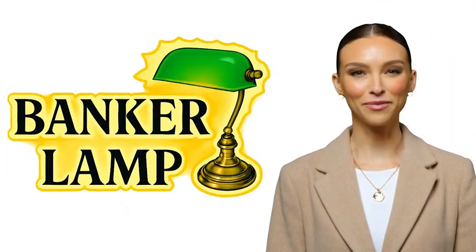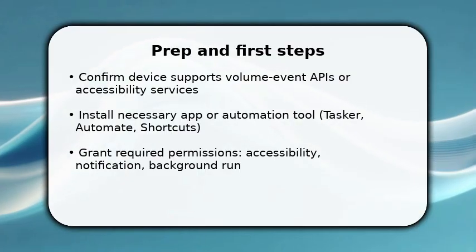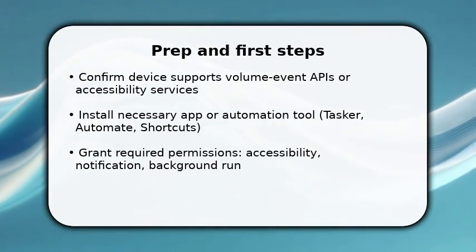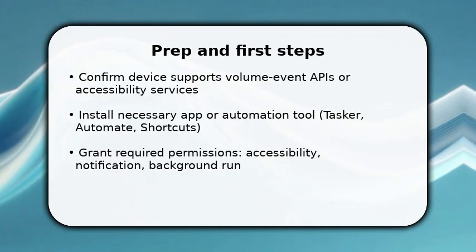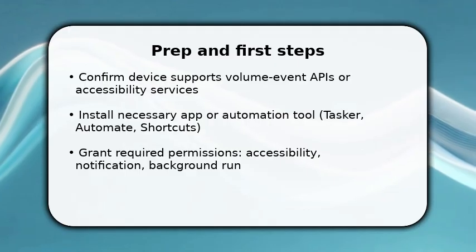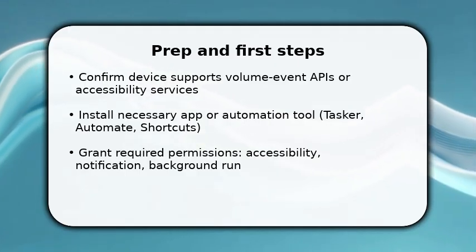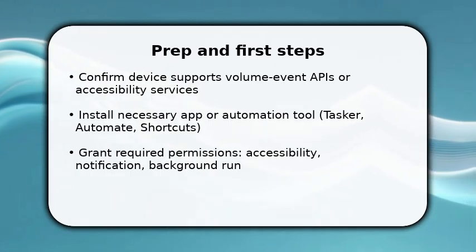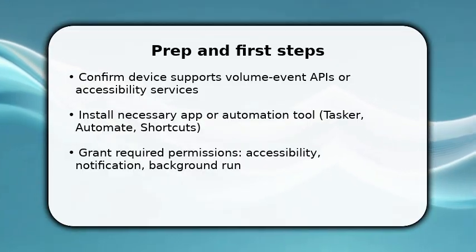Please enjoy the video. You start by confirming your device exposes volume key events to apps. This matters because some OEMs block them. Once verified, install your automation tool, Tasker or Shortcuts, so you have an engine to react. Then grant permissions: accessibility, notification access, and background execution. These let the app monitor key presses reliably.